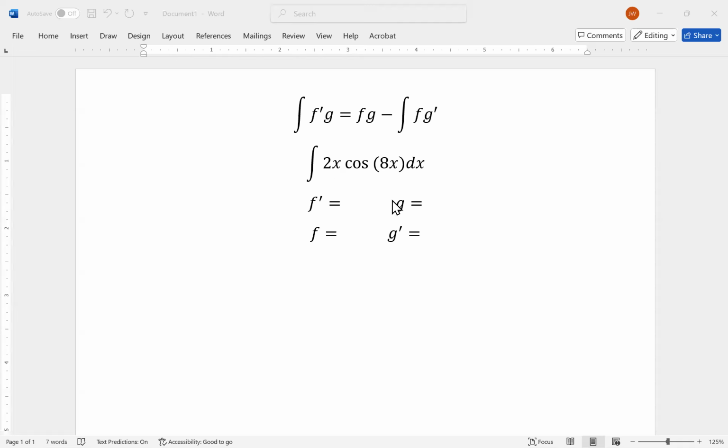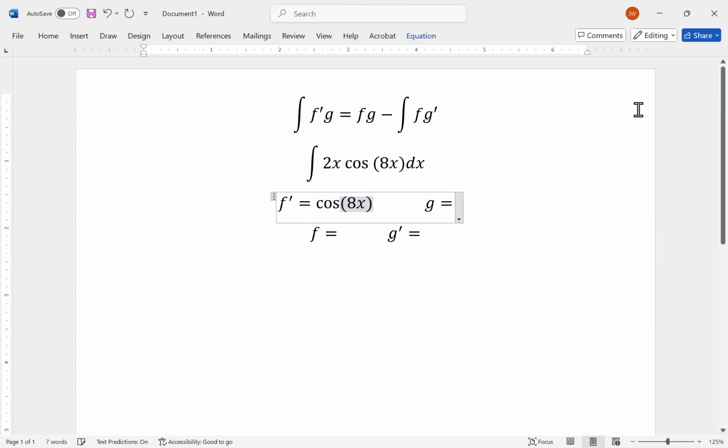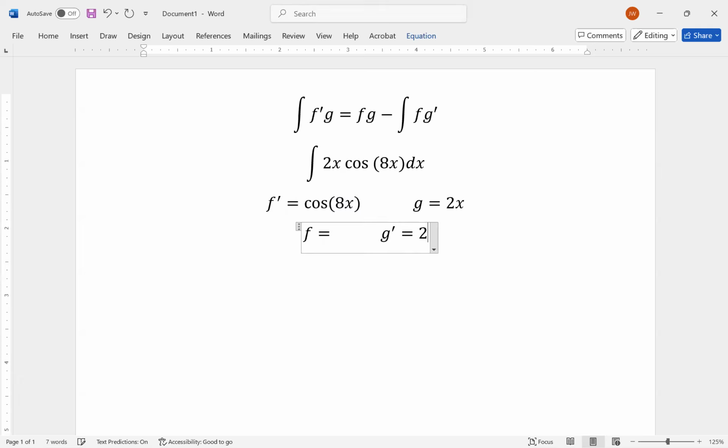So, like I said, here we have polynomial times cosine of 8x. We're going to let the cosine of 8x be the f prime, and we're going to let the 2x be the g. And again, the reason why I'm doing that is because when I take the derivative of that polynomial, it turns out to be a constant.